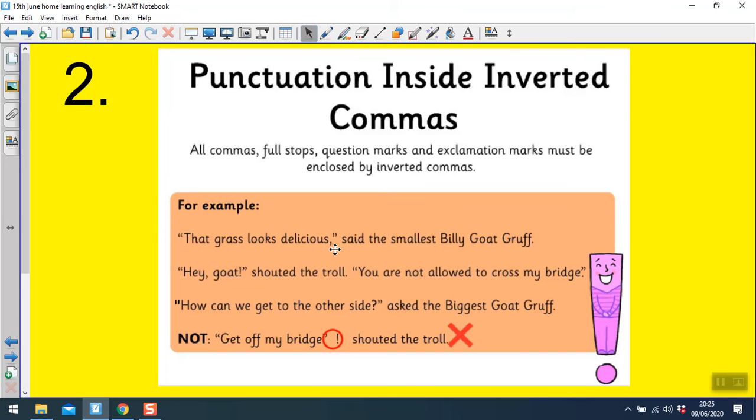For example, we've got a comma here, an exclamation mark here, a question mark here, and the inverted commas are always after that. So this is wrong because we've got get off my bridge, inverted commas, exclamation mark. But the exclamation mark should be inside the inverted commas.